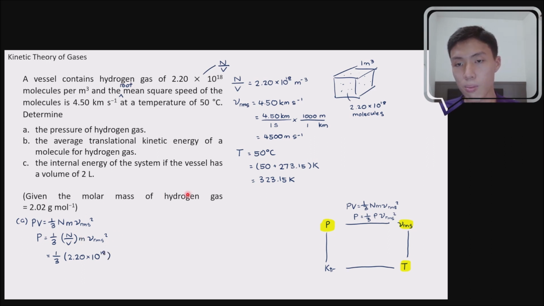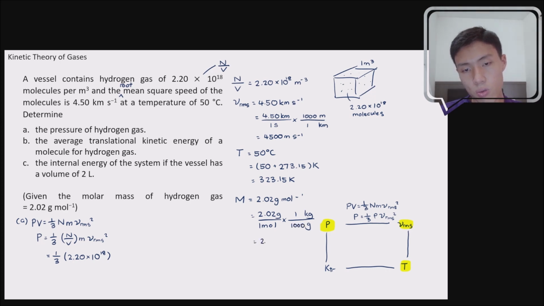What you have here is the molar mass of hydrogen gas. So the molar mass of hydrogen gas is capital M and is 2.02 gram per mole. Again, we are going to convert it. So 2.02 gram, leave it on top, per mole, bring it bottom. You are going to eliminate gram, introduce kg. So 1 kg is 1000 gram. So that will be 2.02 times 10 to the power of negative 3 kg per mole.